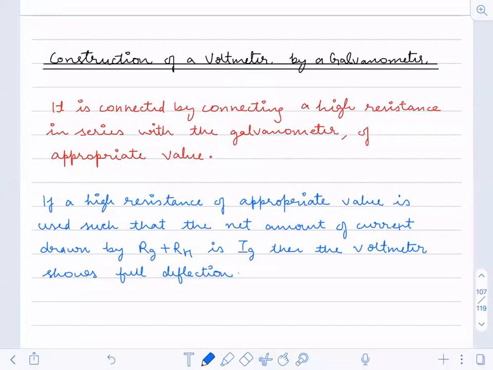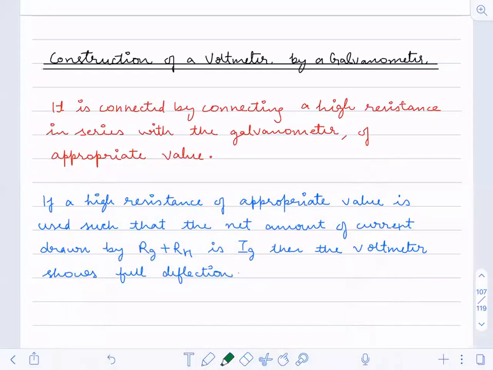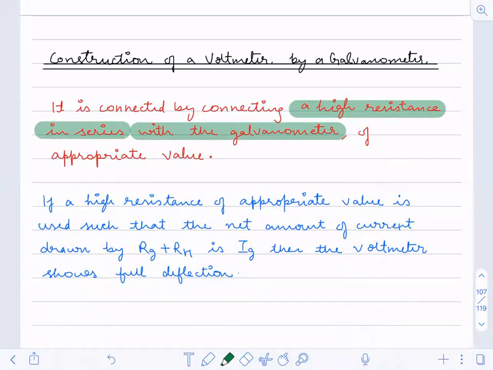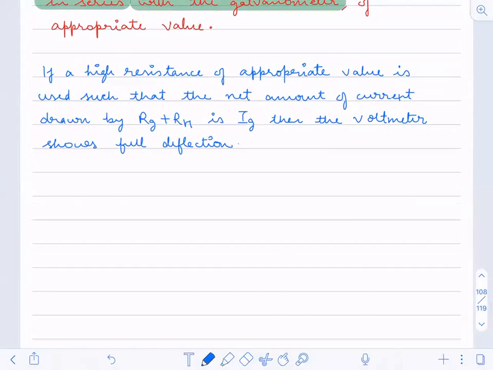It is made by connecting a high resistance in series with the galvanometer, of appropriate value. So from here, I think you people can understand that in the ammeter we connected a resistance in parallel. Here we are connecting a high resistance in series with the galvanometer so that this galvanometer can be converted into a voltmeter. Okay. So let us see this now.